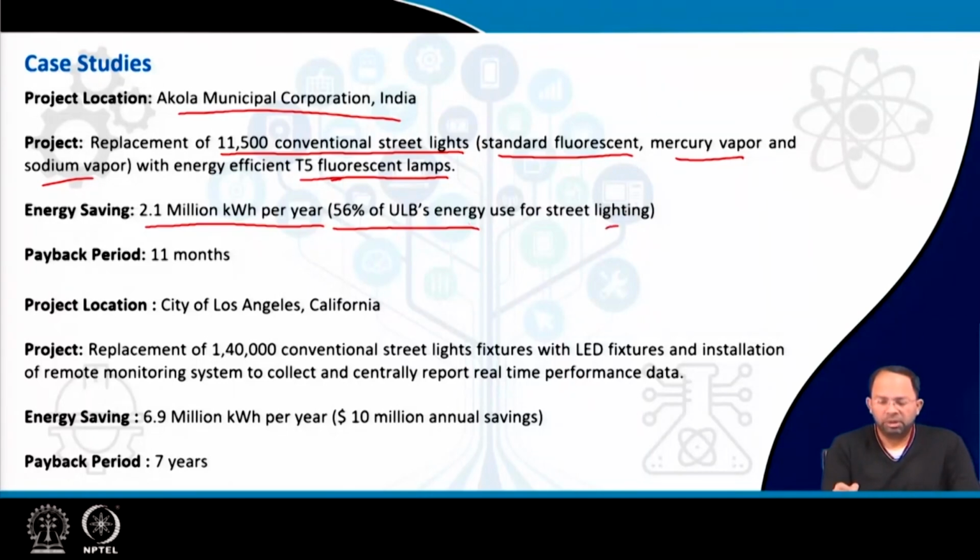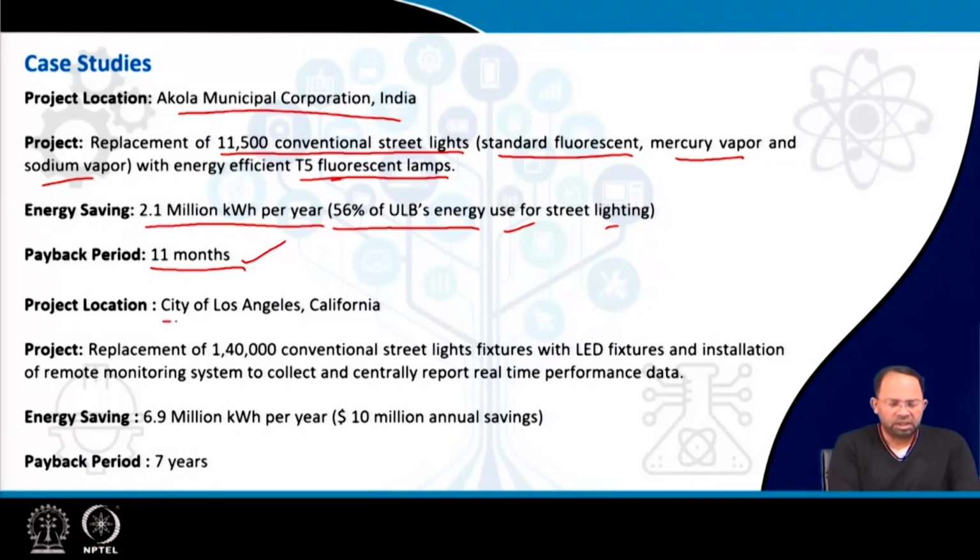So if the ULB was paying around 10 crores for lighting, its lighting bill would come down to around 5 to 6 crores. So you can understand the amount of energy savings and the amount of cost savings that this will result in. The overall payback period is 11 months. That means we are recovering the entire project cost within 11 months of implementation of the project.